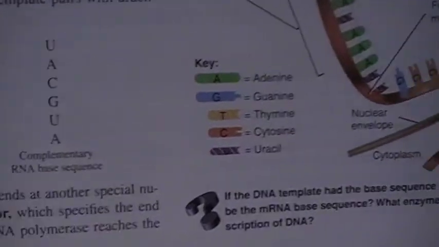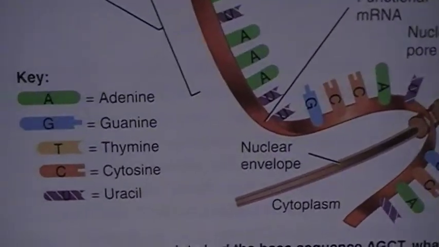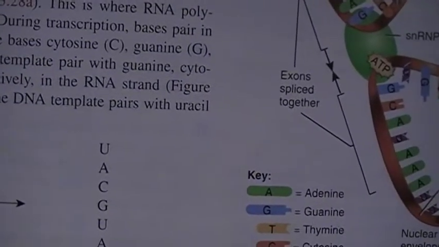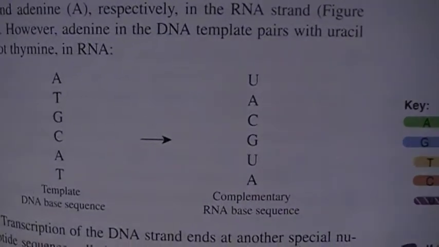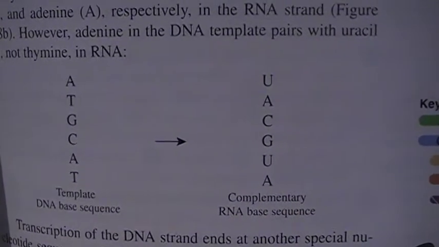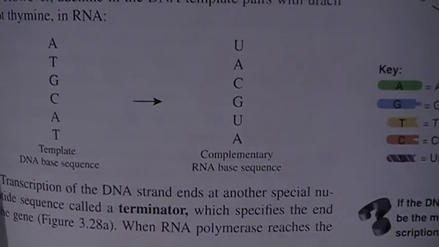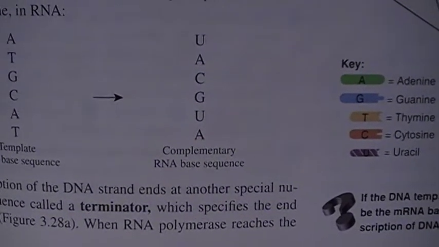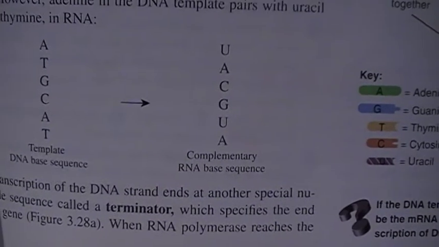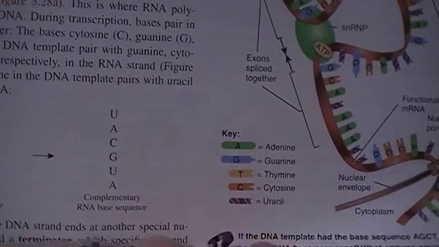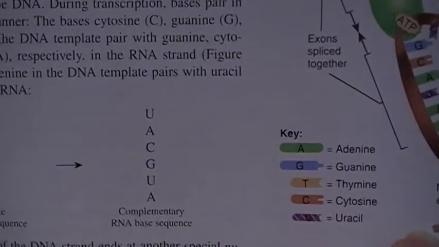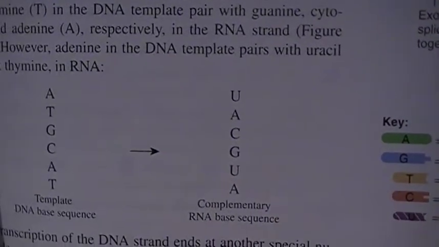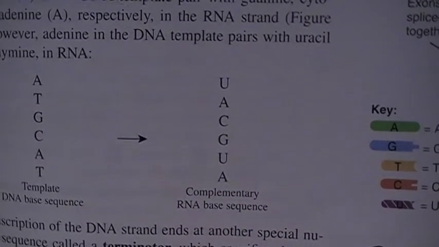So the only difference here is uracil. And you can see that uracil is in only the complementary base sequence, not in the template base sequence. Uracil is only in the complementary RNA, not in the DNA. Uracil is only in the RNA, and it binds with adenine. That's all it binds with.